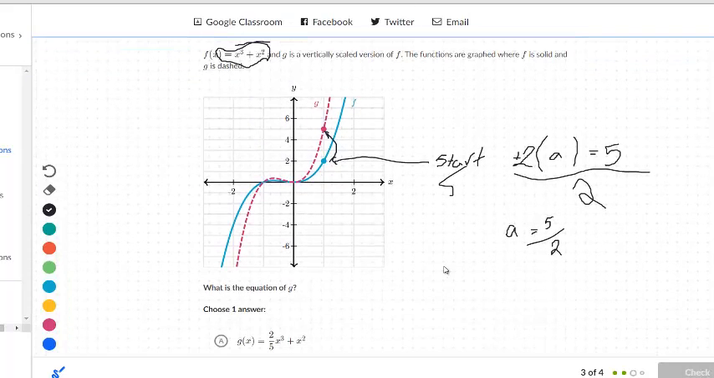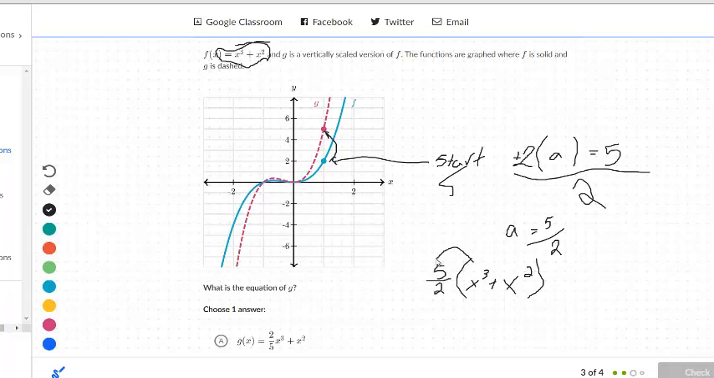Okay, so if we put that scalar out in front, because we know what's happening out front, 5/2 times our original function up here, x to the third plus x squared. It might look in a different format, and I can kind of tell that it probably will because of what I saw down below. So I'm going to have to distribute that 5/2 to each term inside.